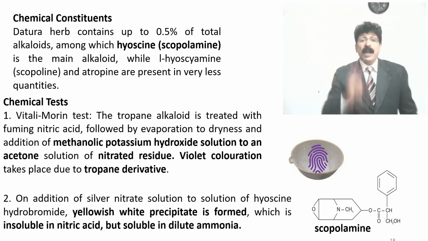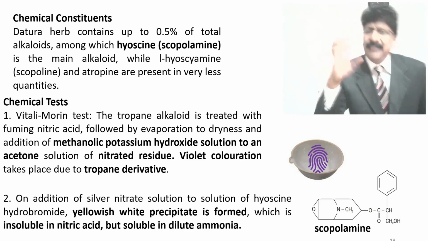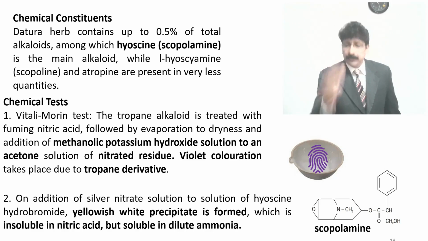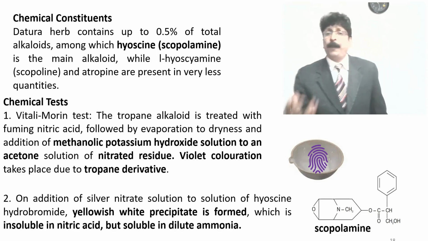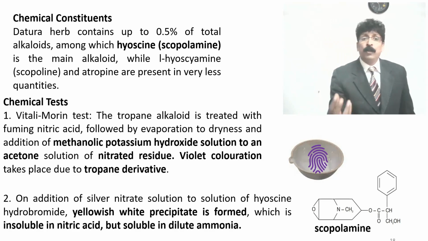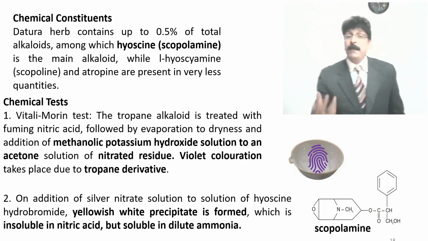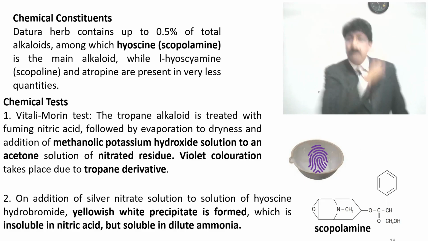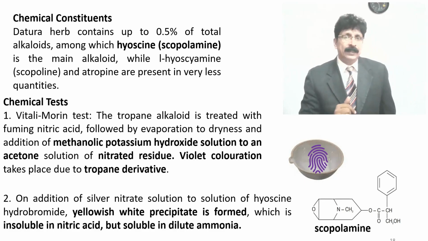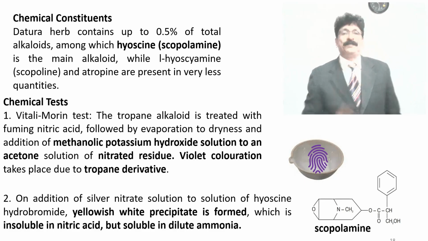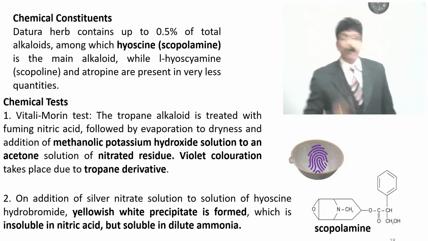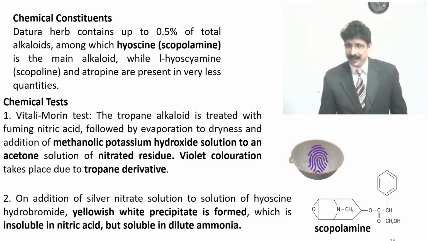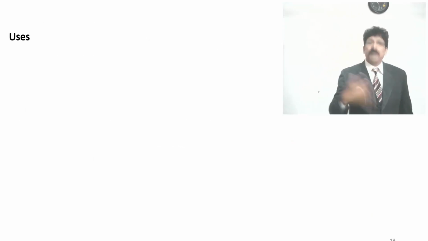On addition of silver nitrate, another test, very simple. If you add silver nitrate solution to a compound containing tropane alkaloids like hyoscine hydrobromide, a yellowish white precipitate is formed. This precipitate is insoluble in nitric acid, a special character, but soluble in dilute ammonia; when you add ammonium hydroxide, it will be soluble. So that is a good identification. This structure is shown just for you to remember again.